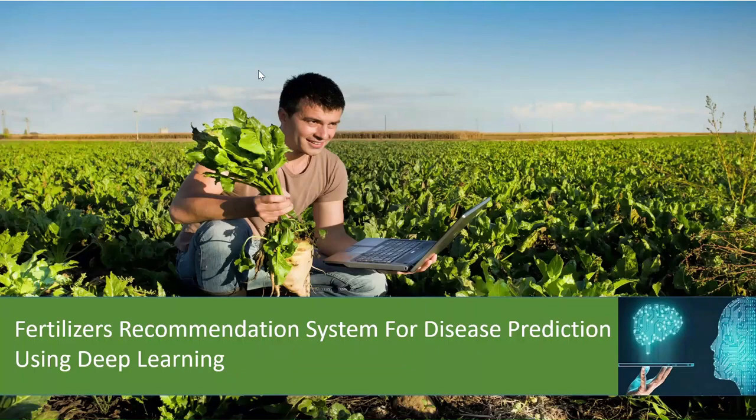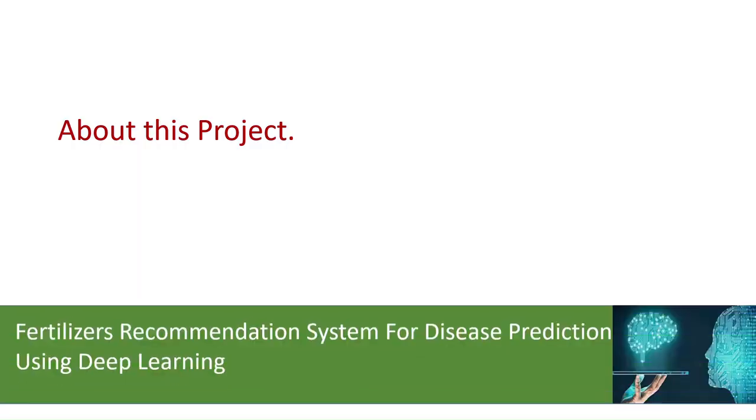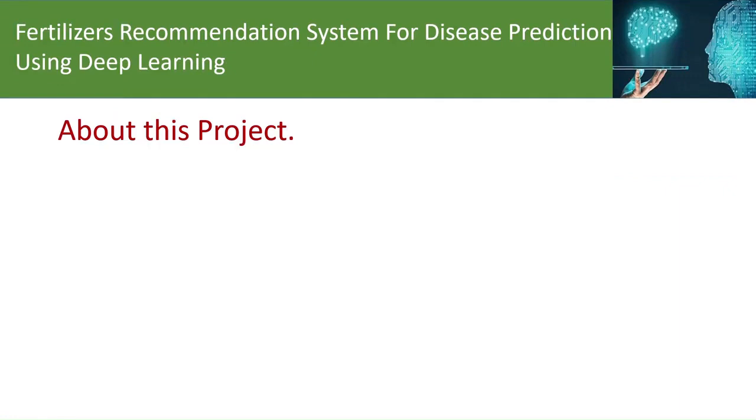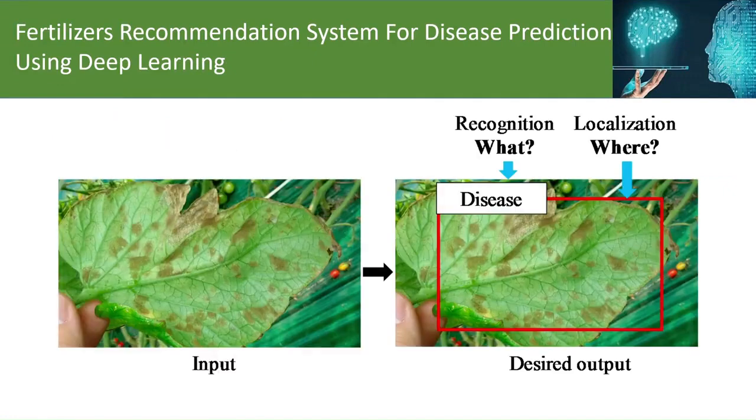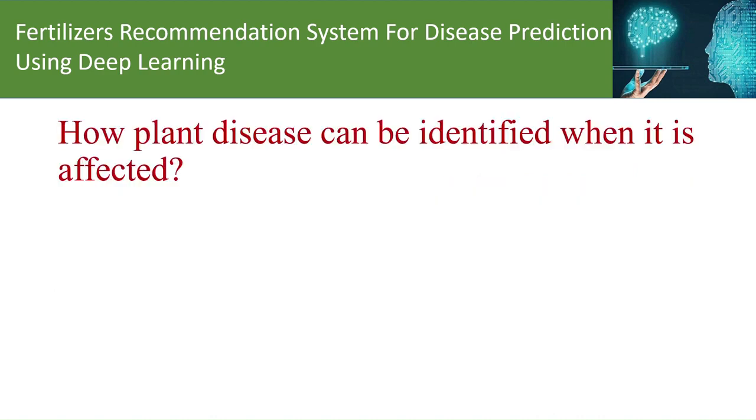In this project, we implement a web application for fertilizers recommendation system and disease prediction using deep learning. An automated system is introduced to identify different diseases on plants by checking the symptoms shown on the leaves of the plant. Deep learning techniques are used to identify the diseases and suggest the precautions that can be taken for those diseases. How can plant disease be identified when it is affected?